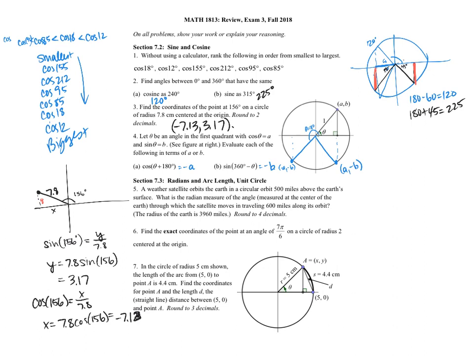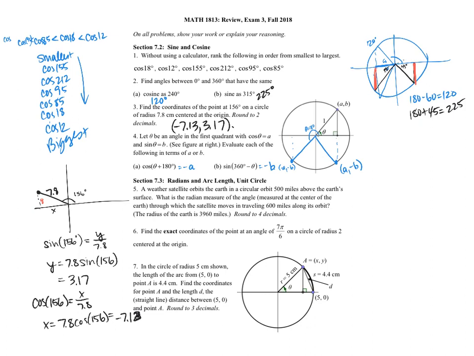Okay, the next one says radians arc length in the unit circle. A weather satellite orbits the Earth 500 miles above the Earth's surface. What is the radian measure of the angle through which the satellite moves in traveling 600 miles along its orbit? The radius of the Earth is 3,960 miles.